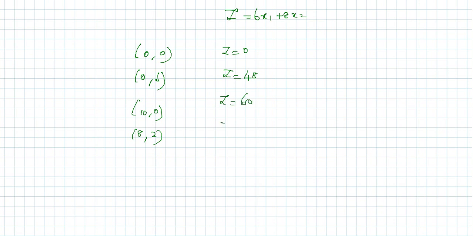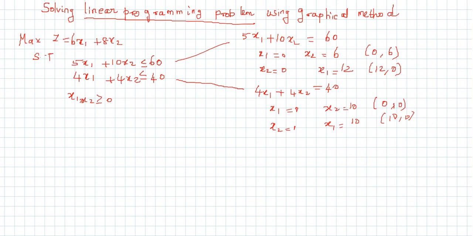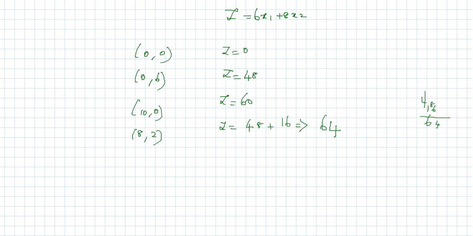On applying 8 comma 2, you'll get 6 into 8, 48, plus 16, you get 64. Since the problem given has a maximization objective function, you have to calculate the maximum value of this. The maximum value is 64. So the answer we'll get is x1 is equal to 8, x2 equal to 2, and z is equal to 64. So let me revise.